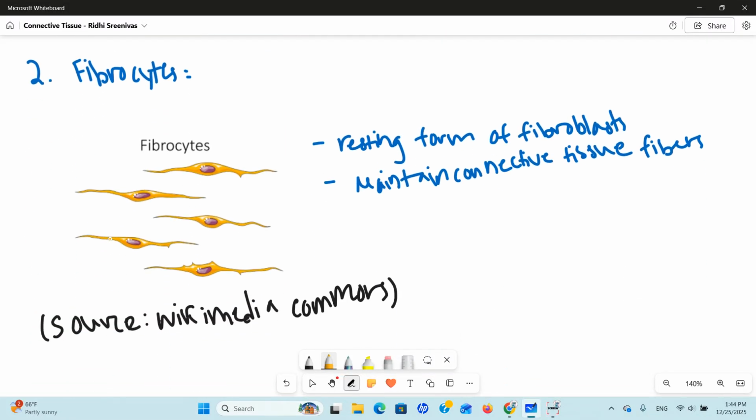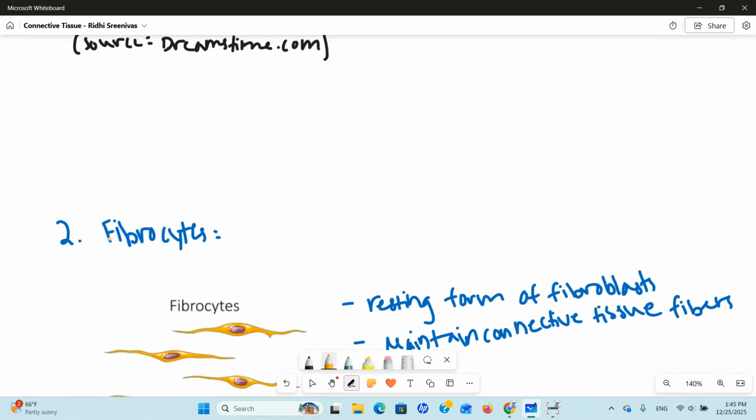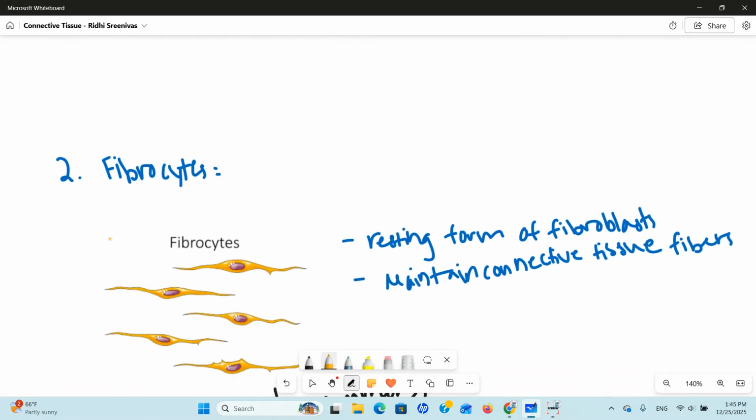Next we have fibrocytes. These are usually the second most abundant cells in connective tissue, and they are the resting form of fibroblasts. They are cells that maintain the connective tissue fibers. There's an interesting relationship between fibroblasts and fibrocytes, because fibrocytes can differentiate into fibroblasts and fibroblasts can reverse and differentiate into fibrocytes. The way you can think about that is that fibrocytes are the resting version and fibroblasts are the more active version.